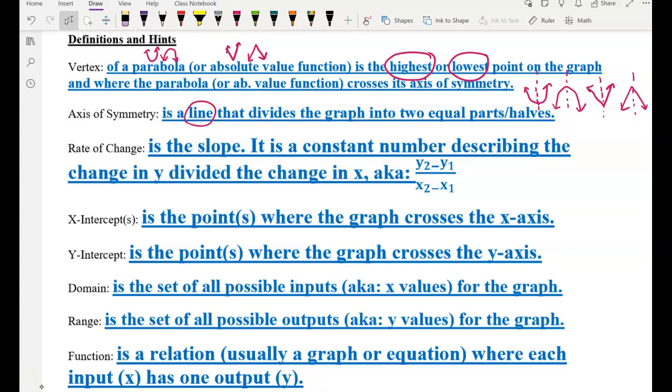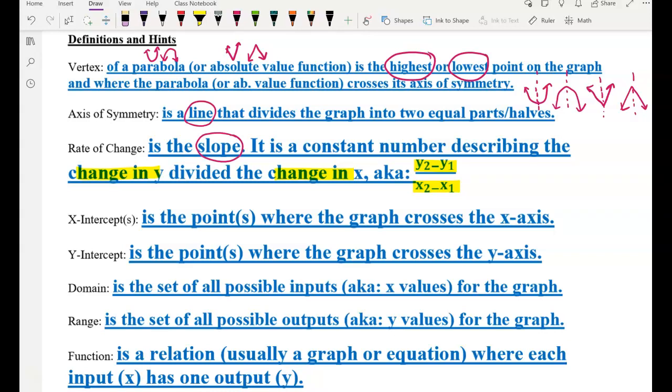Rate of change is very fancy for the word slope. It is a constant number describing the change in y divided by the change in x. As you guys know already, the change in y is y2 minus y1, divided by x2 minus x1. That's why y2 minus y1 is called the change in y, and x2 minus x1 is the change in x. So again, rate of change is very fancy for the word slope. Now, only a linear and an absolute value function would have the rate of change.